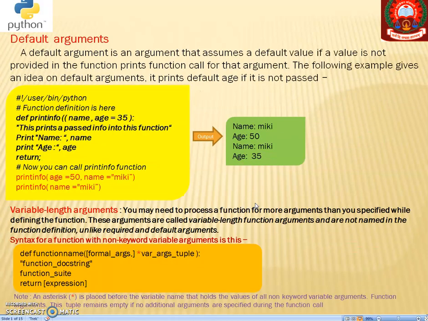Next thing is default argument. Are you getting it? Default argument means what? We are familiar with the word default. Default arguments are the arguments which will be assigned while declaring the functions. These are the arguments assigned while declaring the functions.